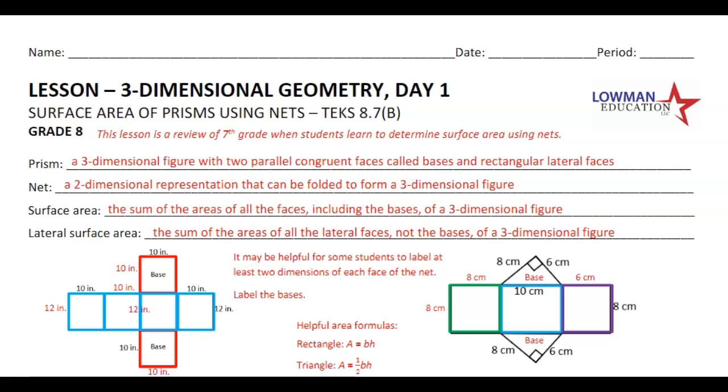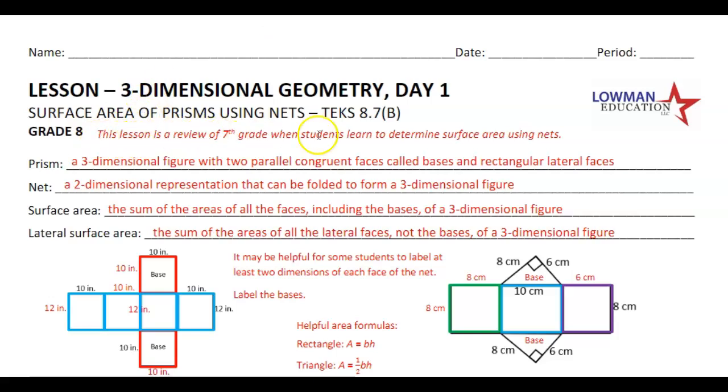Hello, 8th grade. Welcome to Unit 8, Three-Dimensional Geometry. We are going to talk about surface area and volume of various three-dimensional shapes. Today's lesson is 8.7b, surface area of prisms using nets.